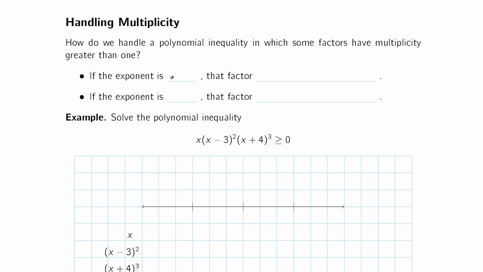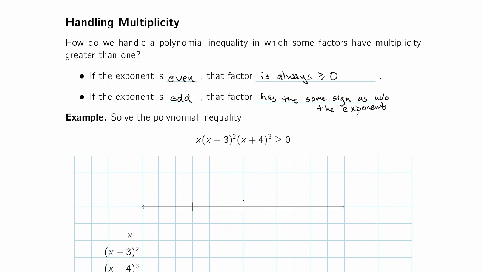If we take an even power of a negative number, well, no matter what number we take an even power of, we either get a positive number or 0. So if the exponent is even, that factor is always positive or 0. On the other hand, if we take an odd power of a negative number, well, that doesn't change the sign at all. If the exponent is odd, that factor has the same sign as it would without the exponent.